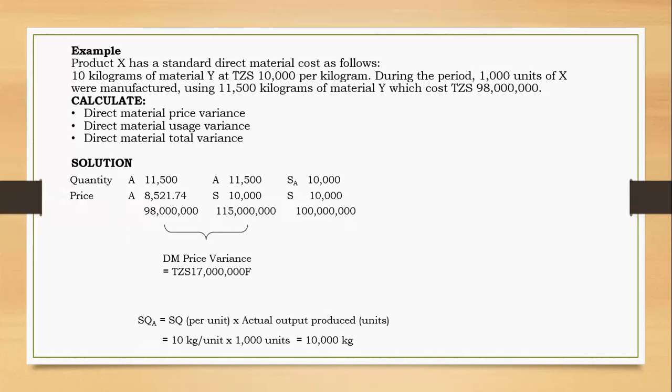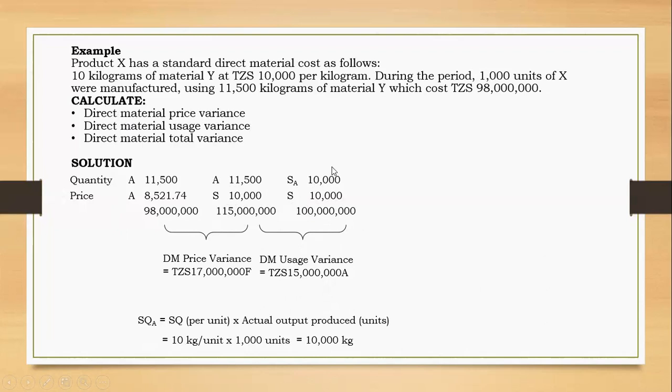Then you can proceed here. The difference again, 115 million against 100 million. So if you take the difference here, we'll have direct material usage variance, that is 15 million, 115 minus 100. 15 million adverse. Why? The standard price would be the same, but we have actual quantity and the standard quantity for actual output. So these ones are different.